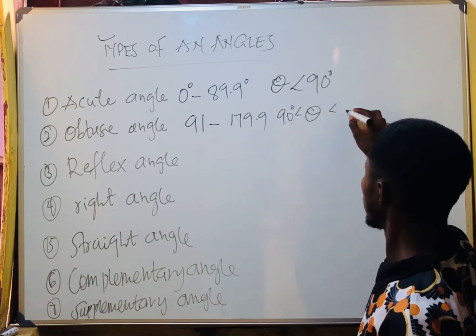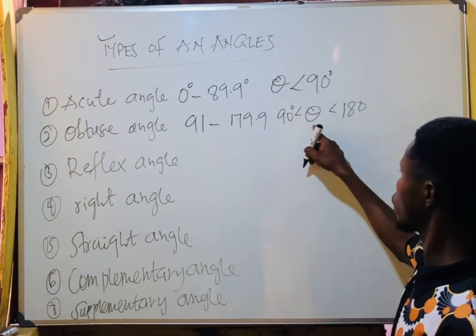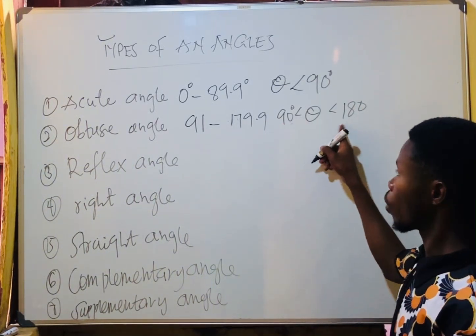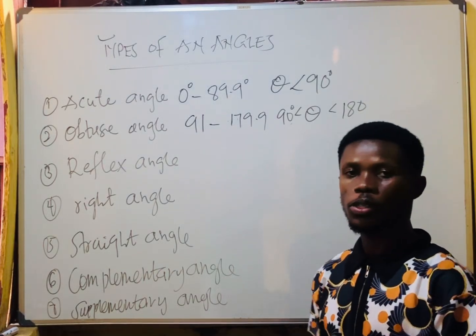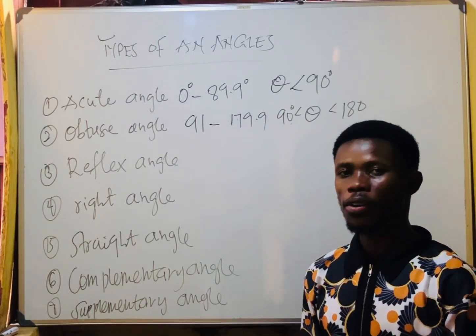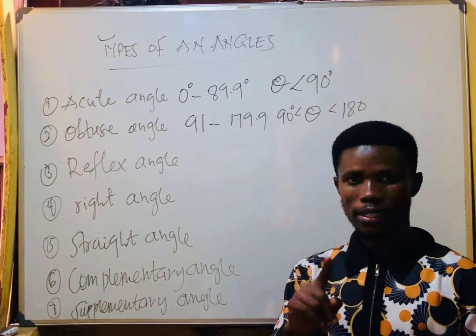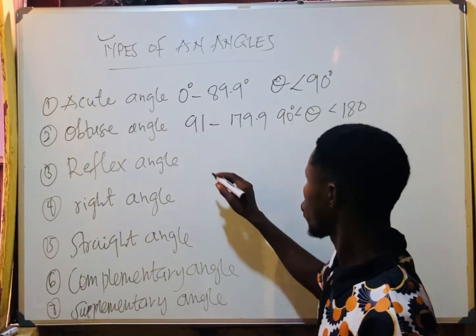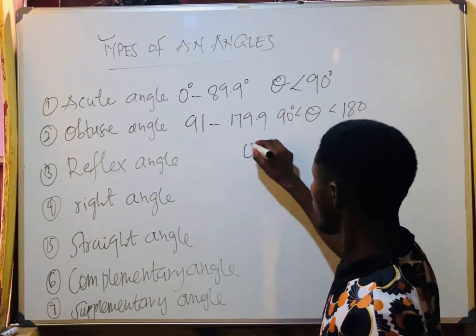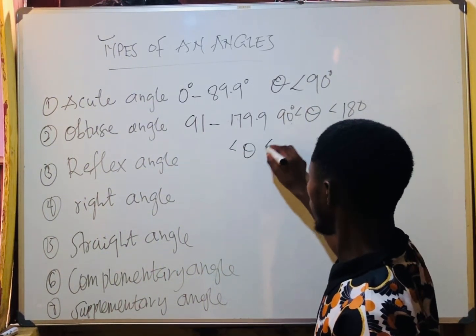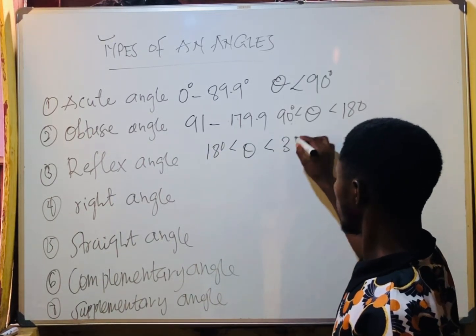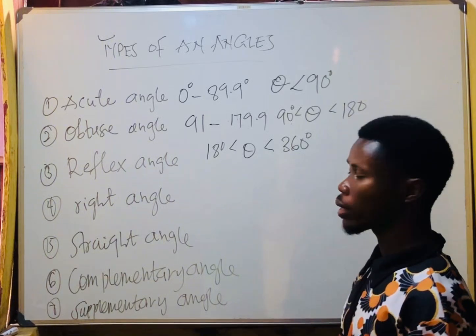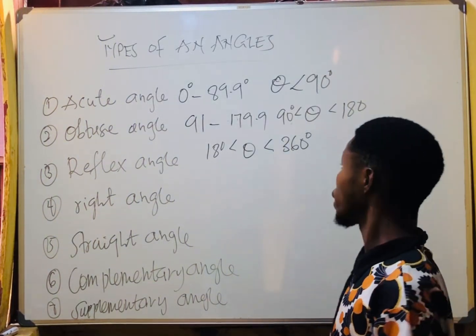90 degrees, 180 degrees. So it's greater than 90 but less than 180. Then reflex also just follows like the obtuse. The reflex is also greater than 180 but less than what? 360. So we are saying that the reflex, if the angle is theta, then the reflex is greater than 180 but less than 360 degrees.